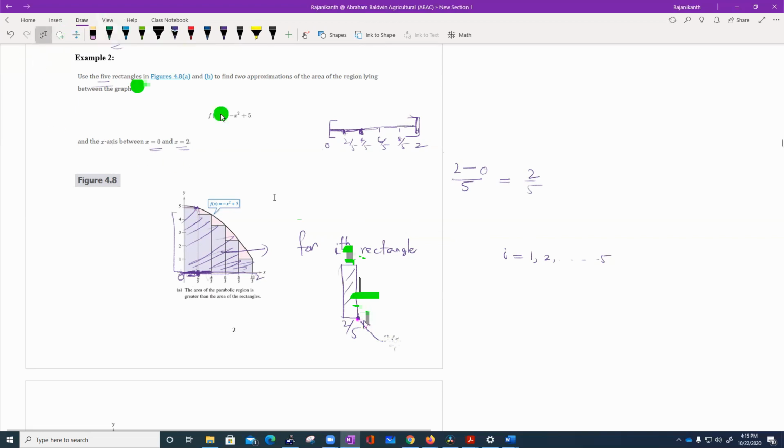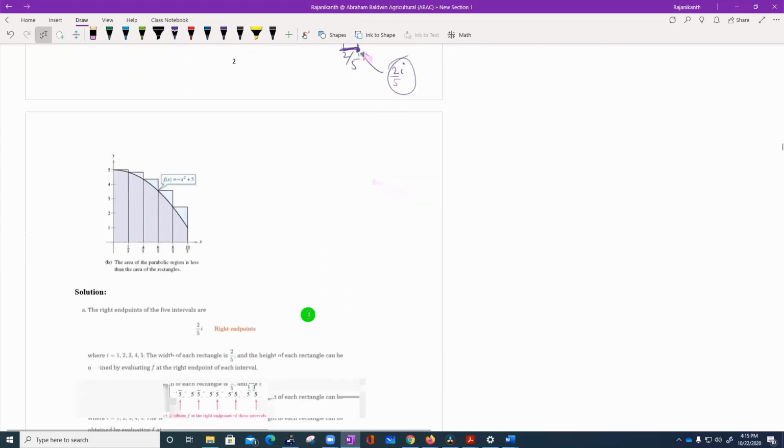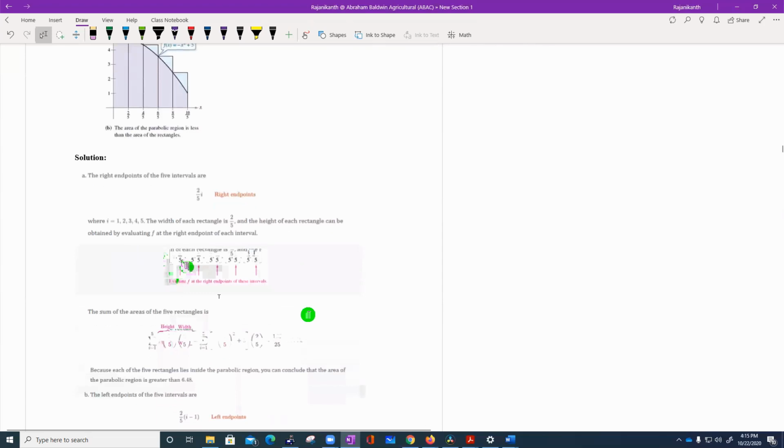i times 2 over 5. That is 2i over 5, right? So if you plug in i is 2, you will get the second rectangle's height. So this is basically the right end point of the ith rectangle. Then if you divide into the subintervals, 1, 2, 3, 4, 5 subintervals, we keep all the right endpoints for each interval. So remember, this is my first rectangle, second, third, and so on.